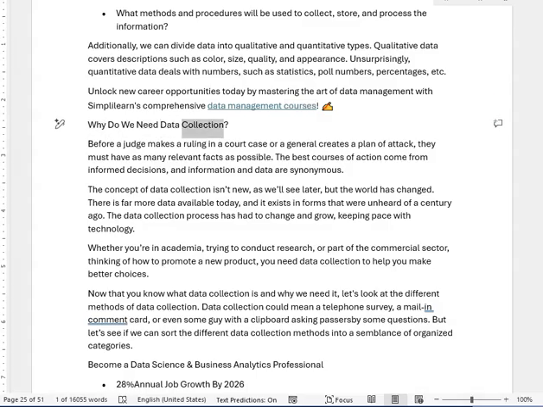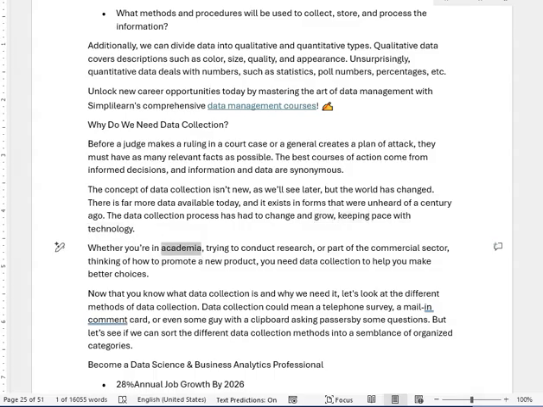Why do we need data collection? Before a judge makes a ruling in a court case or a general creates a plan of attack, they must have as many relevant facts as possible. The best courses of action come from informed decisions, and information and data are synonymous. The concept of data collection isn't new, as we'll see later, but the world has changed. There is far more data available today, and it exists in forms that were unheard of a century ago. The data collection process has had to change and grow, keeping pace with technology.